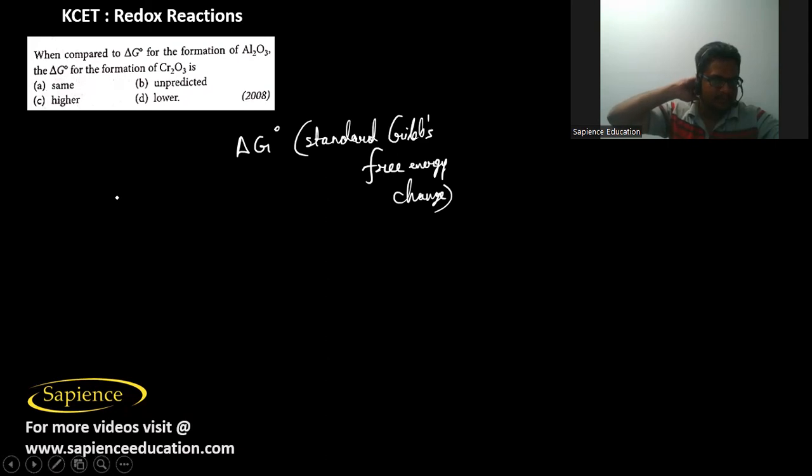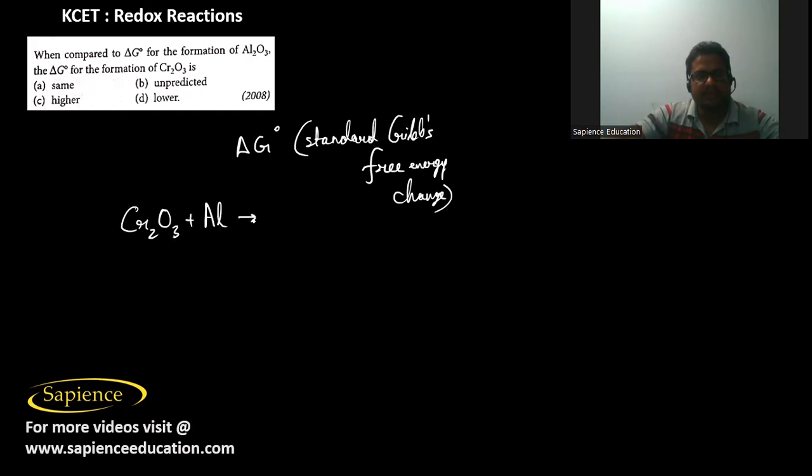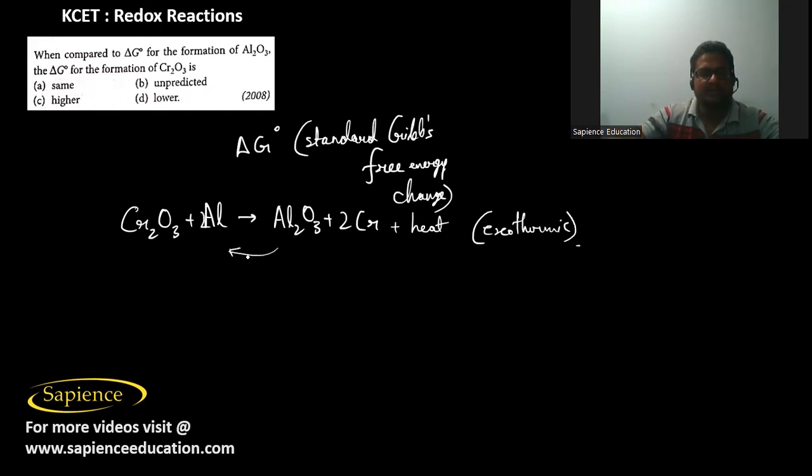Why? Suppose we take the reaction of Cr2O3 with Al, then it will form Al2O3 plus 2Cr, and it will give out some heat. So it's an exothermic reaction. Here, since Al2O3 is formed, the reverse reaction is non-spontaneous.